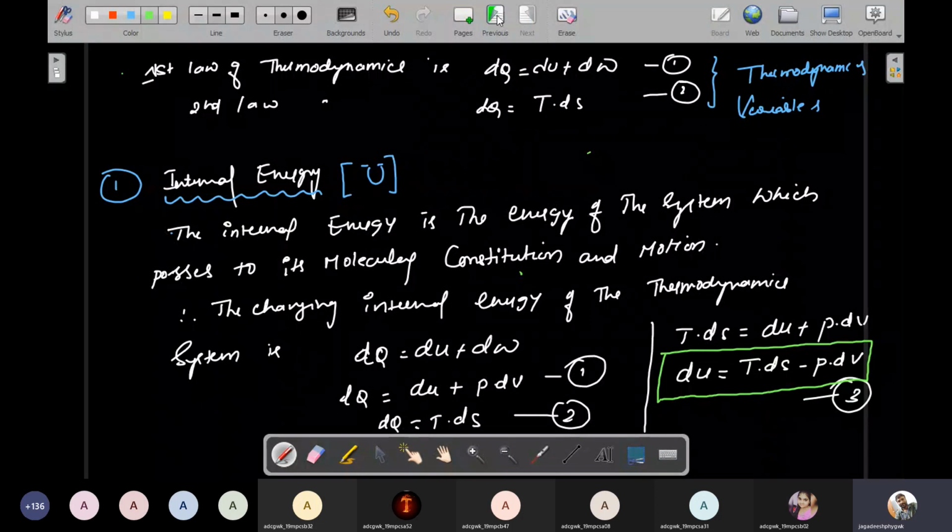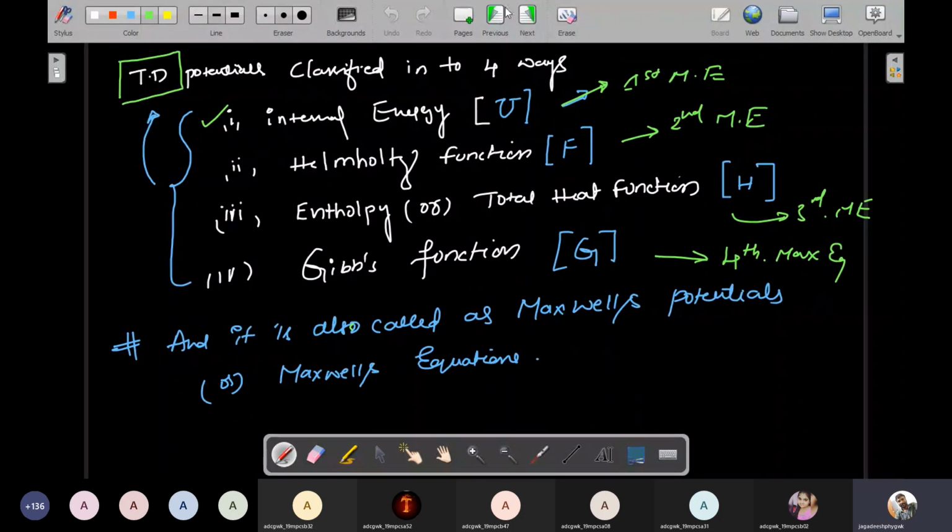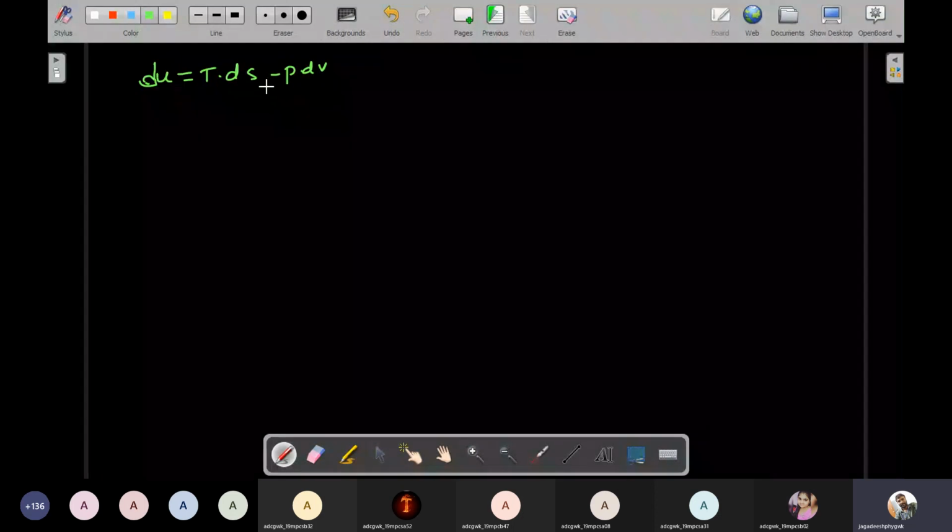Right. Next page. So finally we got the equation, that is the third equation. Once again I'll write the third equation here. That third equation is dU is equal to T dot dS minus P dot dV. So finally we get this equation by combining the first and second laws of thermodynamics.